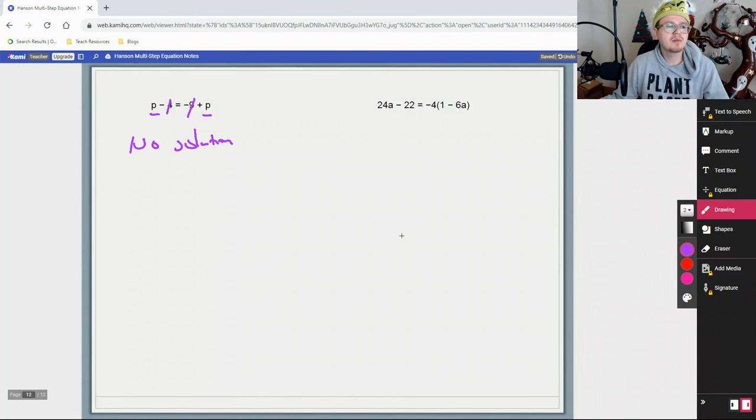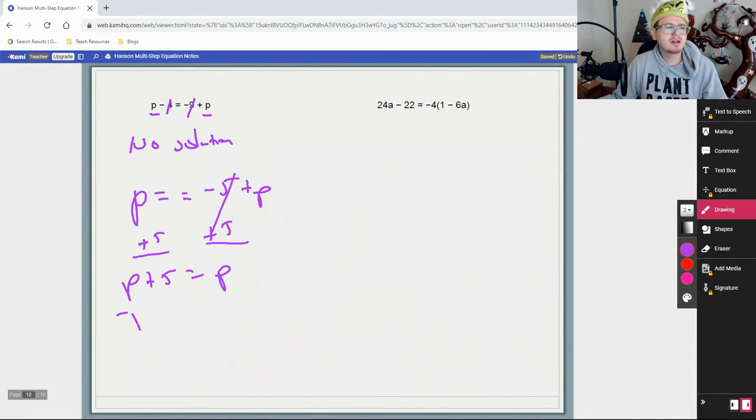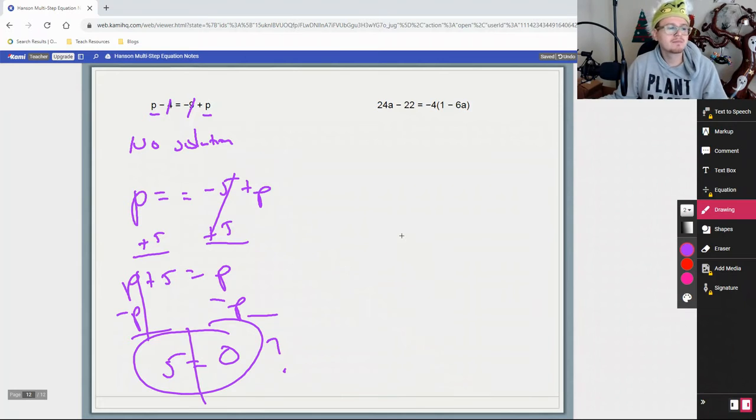Now, some of you may be like, well, let me add 4 to both sides. So you get p equals -5 plus p. And then you're like, well, let me try adding 5 on both sides. Okay, let's do that. You get p plus 5 equals p. And you're like, well, let me get rid of the variable. With my negative p, 5 equals 0. Is that true? Nah.